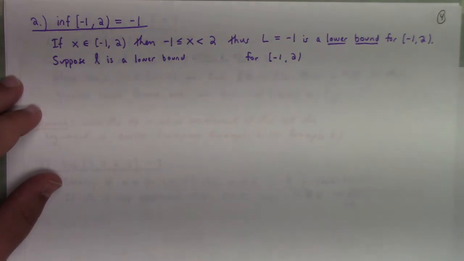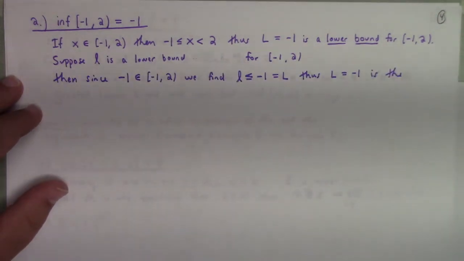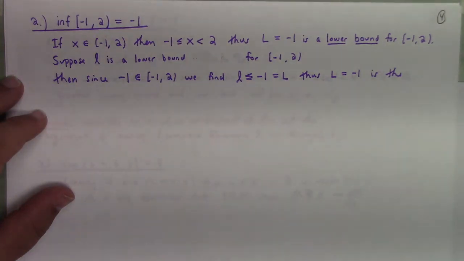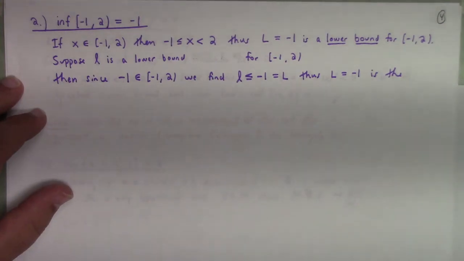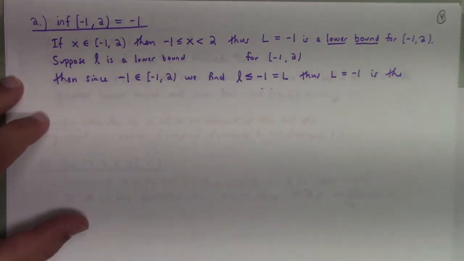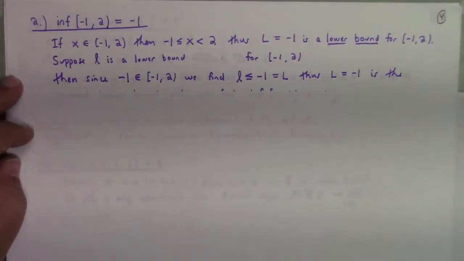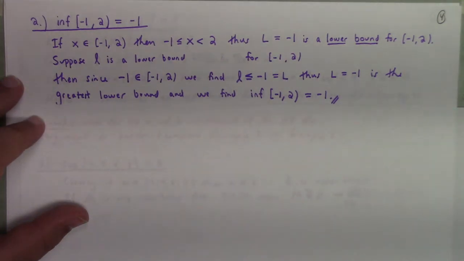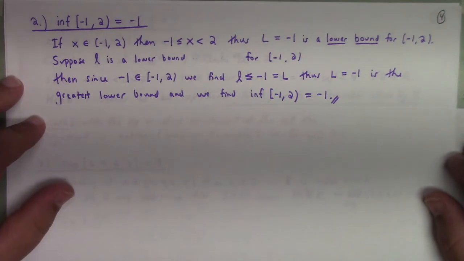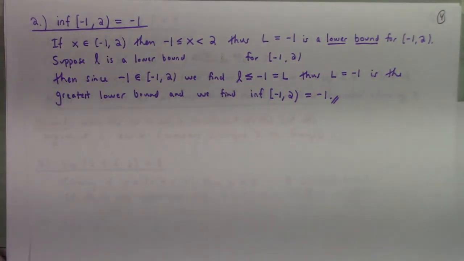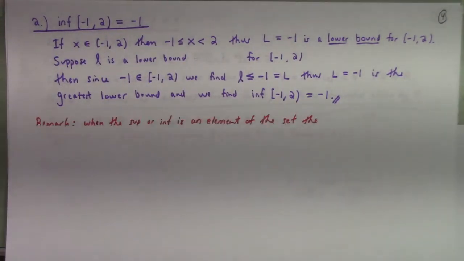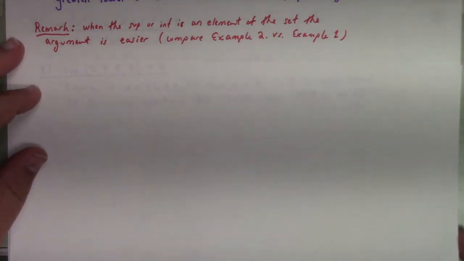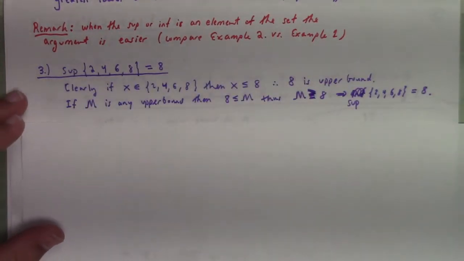But suppose that L was another lower bound for [-1, 2). Then, since -1 is an element of [-1, 2), we find that L is less than or equal to -1, which is equal to the big L in my language, which shows exactly what we need to be true for -1. Any other lower bound is lower, so -1 is the greatest lower bound, and so we have shown that the infimum of [-1, 2) is equal to -1. That was so much easier than example 1 because we didn't have to fuss with that midpoint or any of that kind of trickier stuff. Because -1 was actually in the set, we were allowed to make this little argument. So, just a remark, of course, when the supremum or the infimum is an element of the set, the argument is easier.